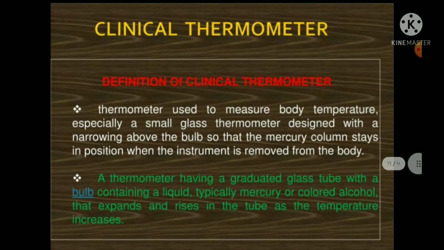And the clinical thermometer. Definition of clinical thermometer: to measure body temperature, especially a small thermometer designed with a narrowing above the bulb so that the mercury column stays in position when the instrument is removed from the body. Okay, a thermometer having a graduated glass tube with a bulb containing a liquid, typically mercury or colored alcohol, that expands and rises in the tube as temperature increases. This is the clinical thermometer. Okay, now we will go to another topic.